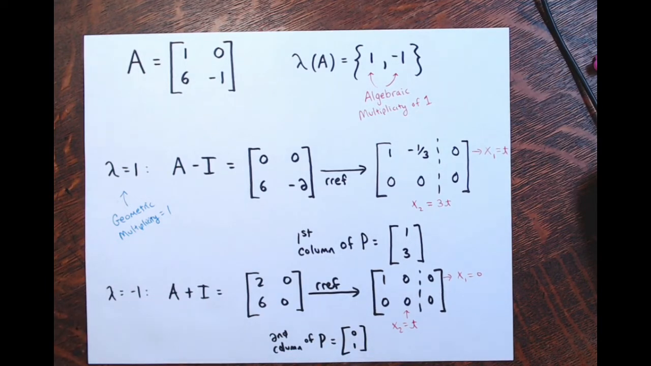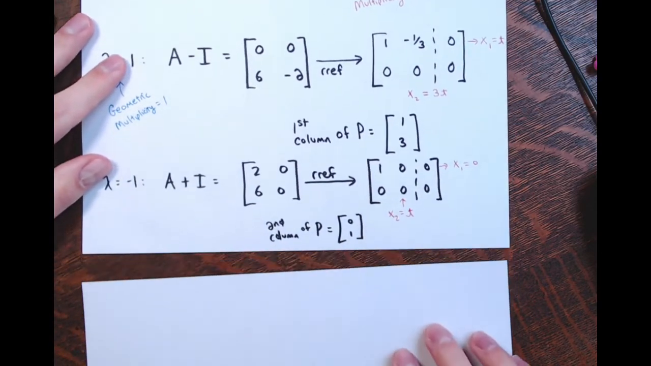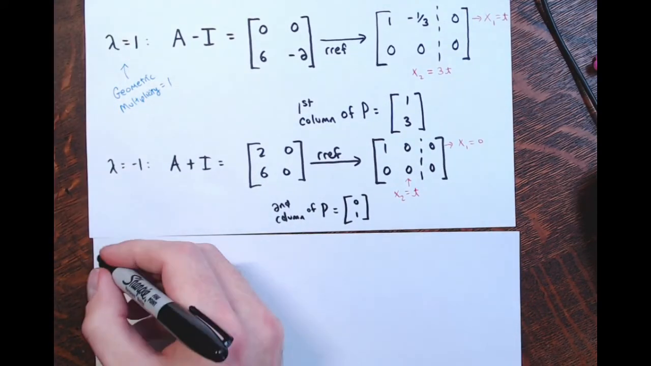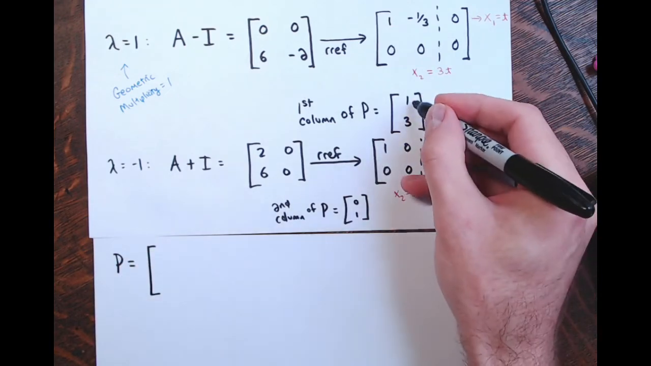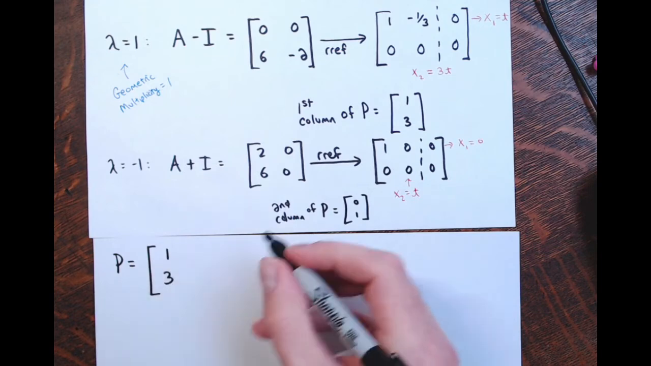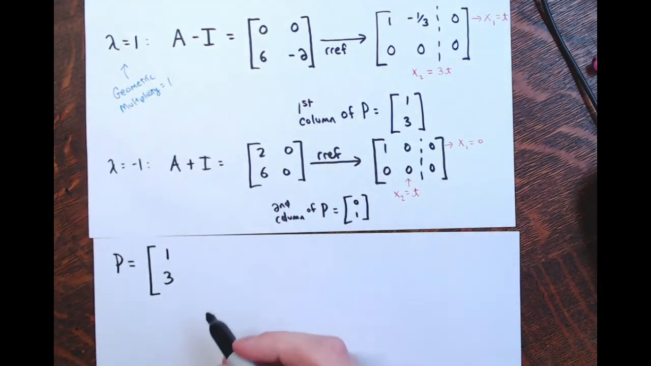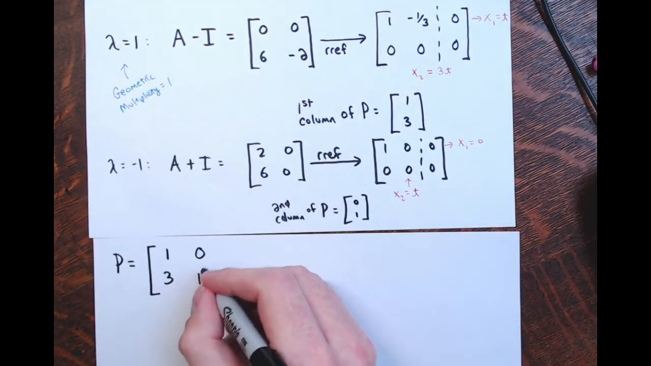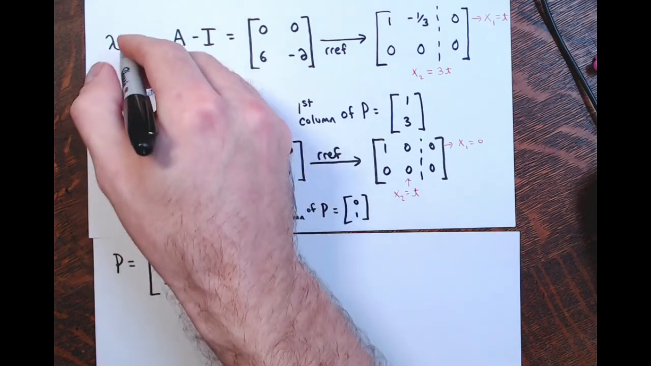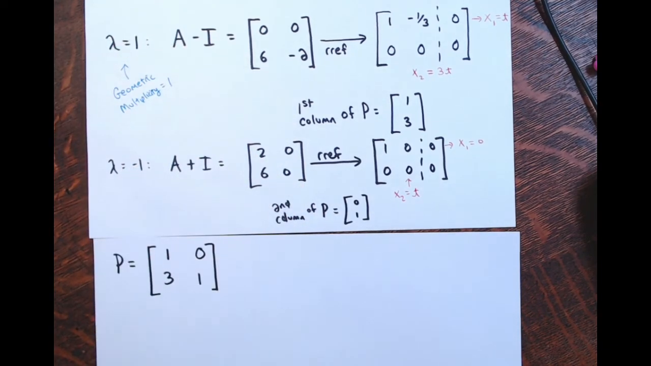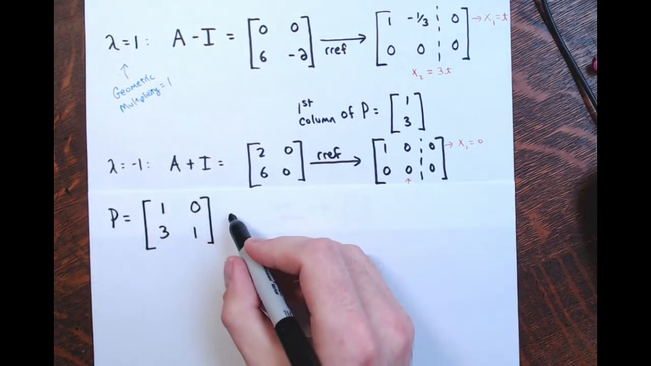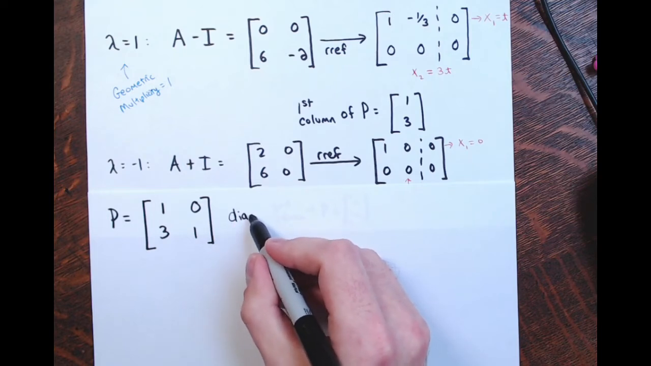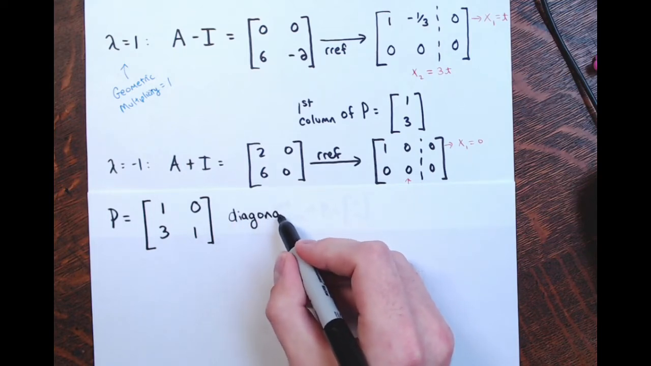Okay. All right, so let's put that together. The matrix P is this 2 by 2 matrix, where down the first column is this vector 1, 3 that corresponded to lambda equals 1. Second column is 0, 1 that corresponded to lambda equals negative 1. And then we're going to see that this matrix here diagonalizes matrix A.